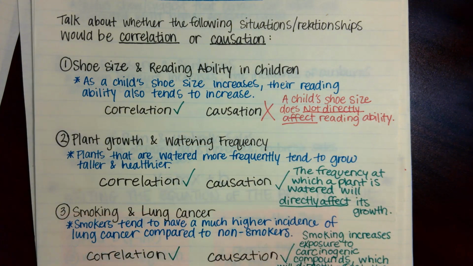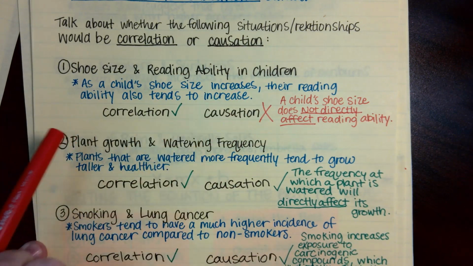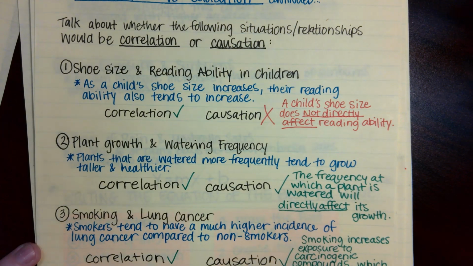If a child has a larger shoe, that does not automatically mean that they can read better. Just like if a child were to get in an accident and lose their feet, now they've got little tiny shoes. Does that mean they can't read anymore? No, these do not cause each other to change. They only have correlation because they tend to move in the same direction. The invisible variable would be that the child is growing and getting older. When a child grows, their shoes usually get bigger, and their reading level usually gets better.